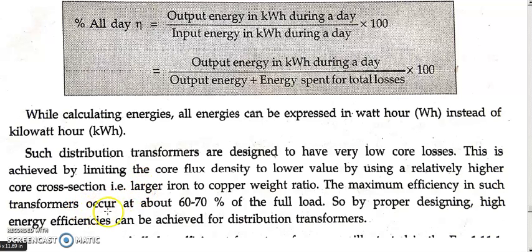And again, you can see that the maximum efficiency of such a transformer will be in between 60 to 70%, and not 80 or 90 plus. Remember always, the all day efficiency of a distribution transformer will be in between 60 to 70%. By proper designing we can reduce the core losses. Copper loss depends on the load. Core loss also can be reduced by using proper design.